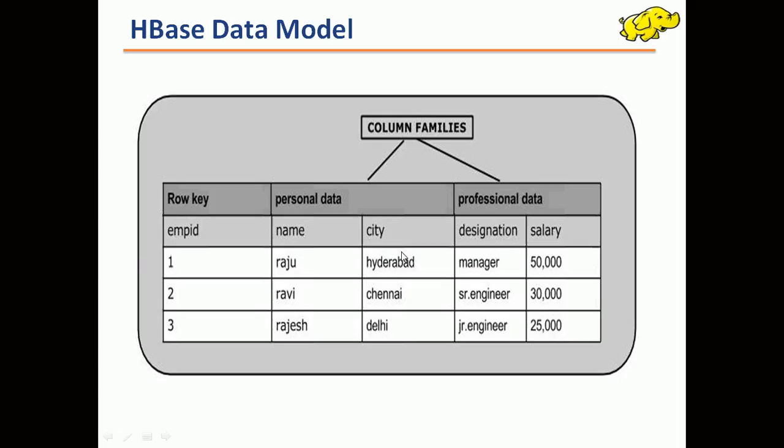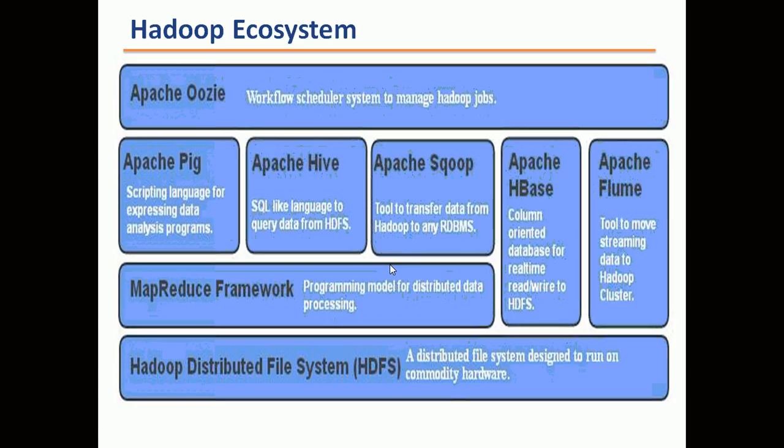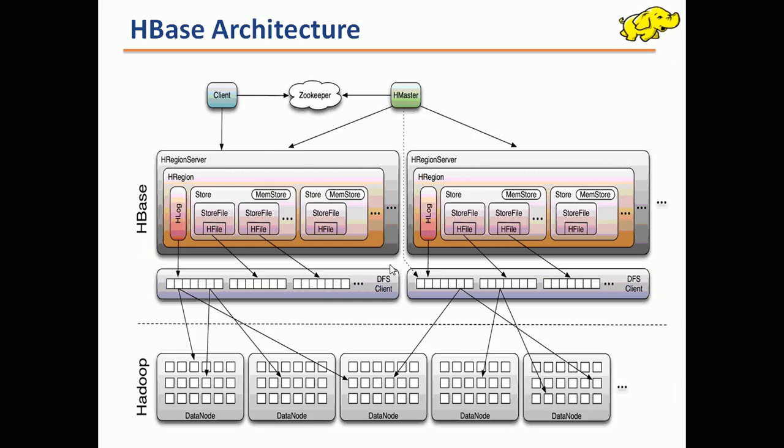It will not overwrite like an RDBMS. It will append the value. So always when you query the data for a particular row, you get the latest version of the data from the particular cell. That is the HBase data model. It is also one of the ecosystem components in Hadoop. It's a column-oriented database for real-time read and update.